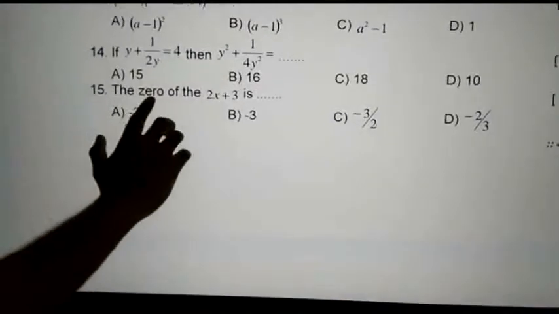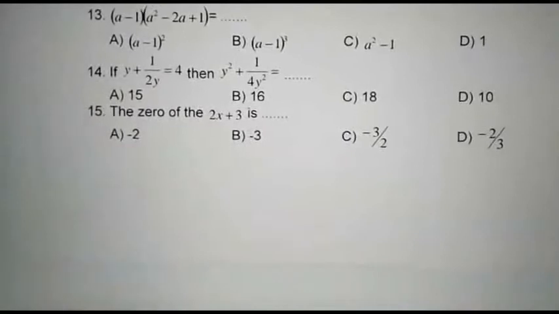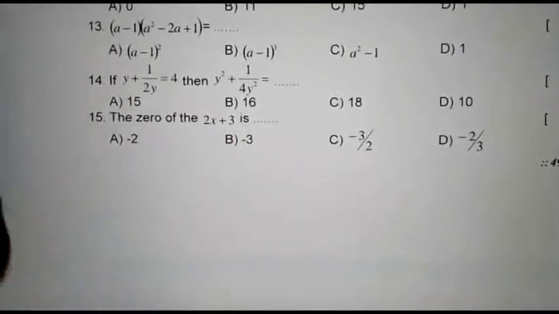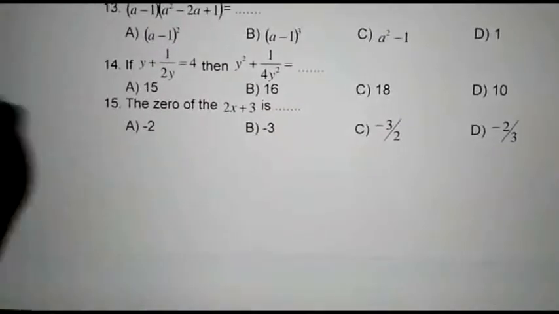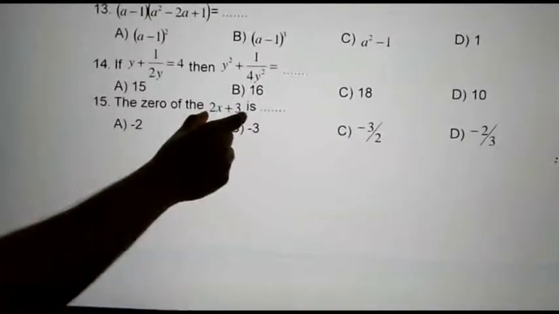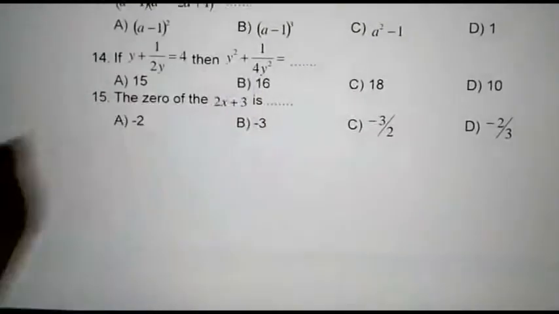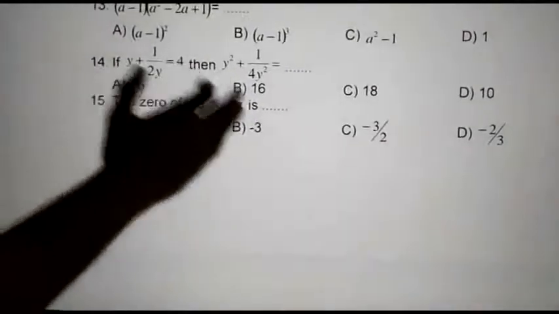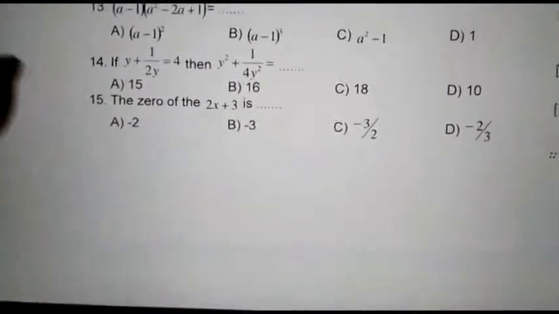Okay. Root or solution means what? The value of x which satisfies the equation. So 2x plus 3 should be equal to 0. Zero means the value should be equal to 0. Solution, root, and zero are the same.